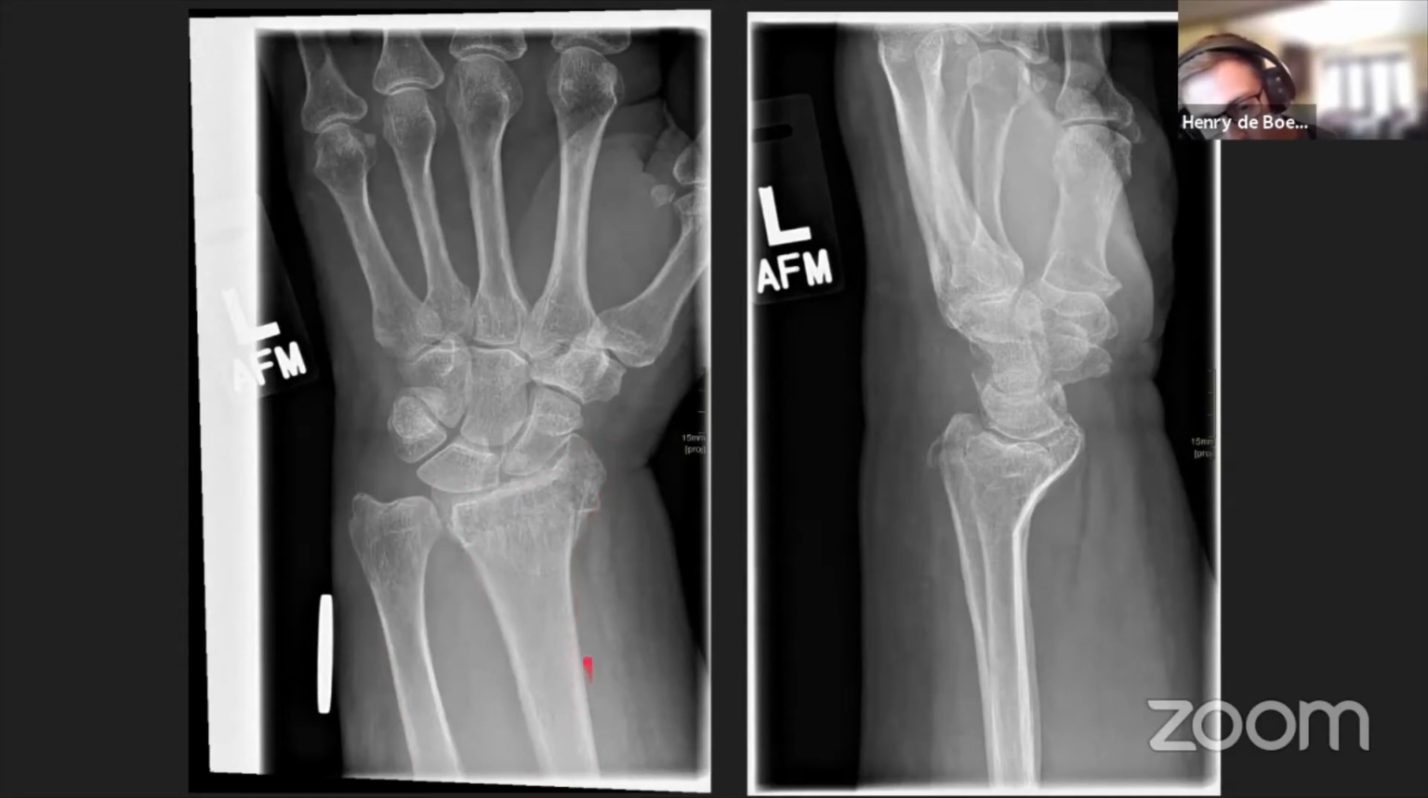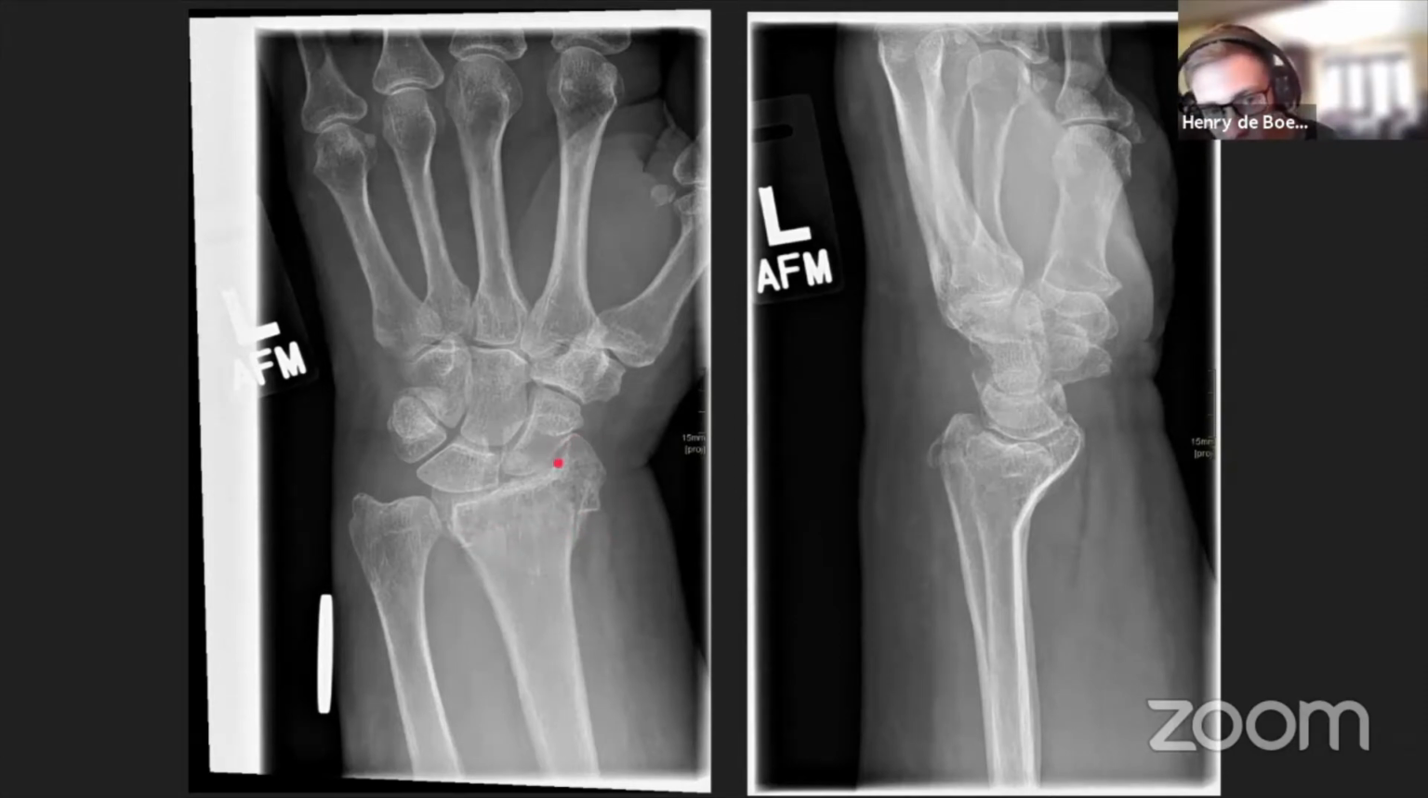As I'm doing that, I'm noticing an irregularity on the radial aspect of the radius, here and here. So that's very suspicious for a fracture on the AP. And I think there's some slightly jagged, lucent line that crosses the distal radius here. So we'll come back to that when we look at the lateral.